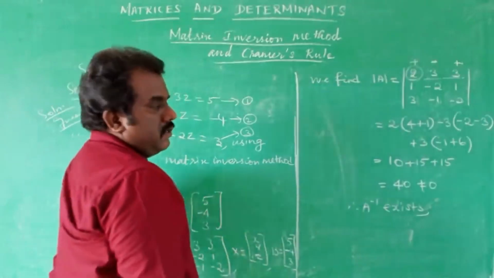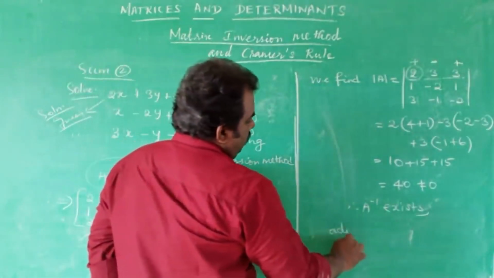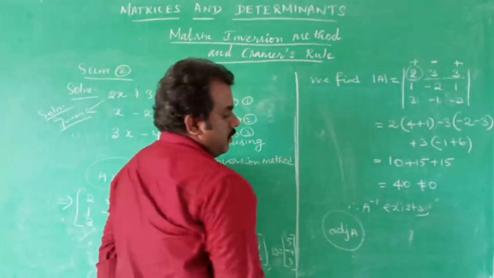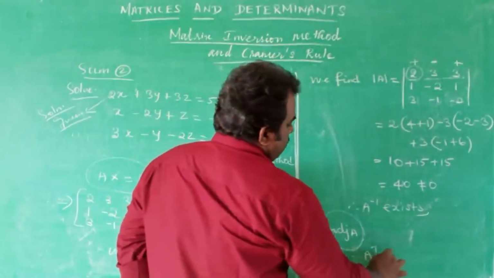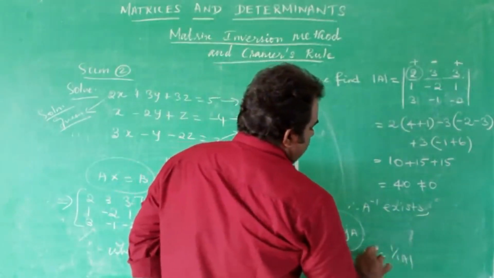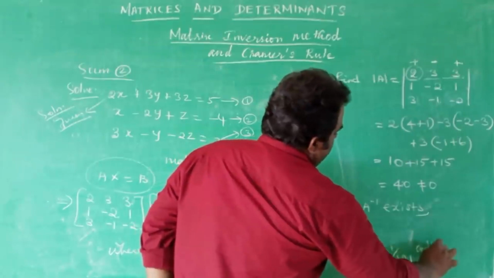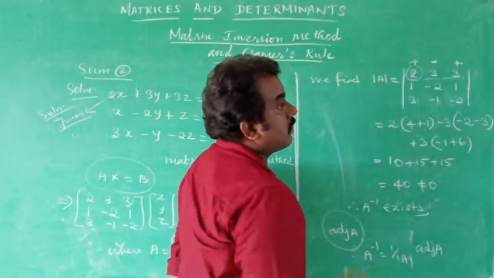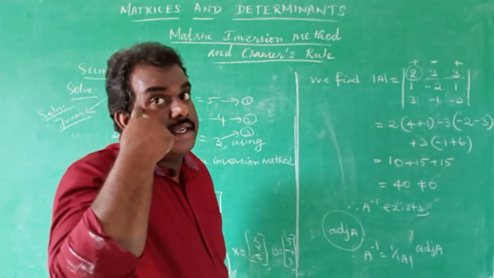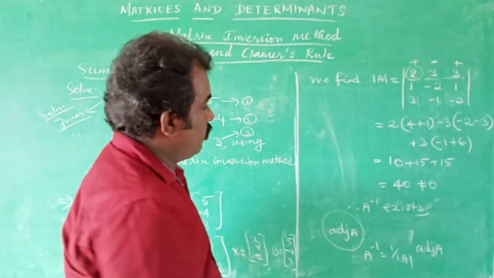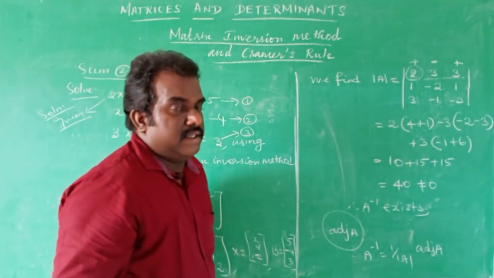A inverse exists. Then next we can go for adjoint of A. Then only we can get A inverse is equal to 1 by determinant A into adjoint A. After that, we can apply the formula X is equal to A inverse into B. That A inverse is multiplied with B, so we can get the solution of X, Y, and Z.